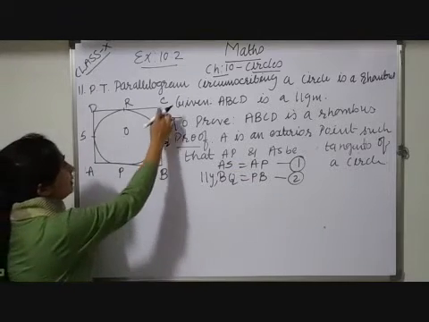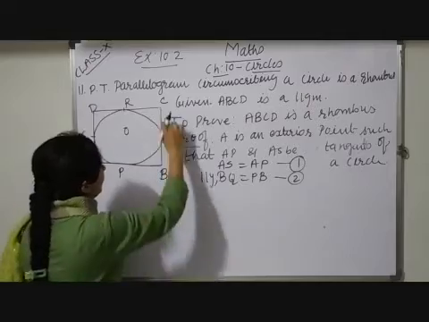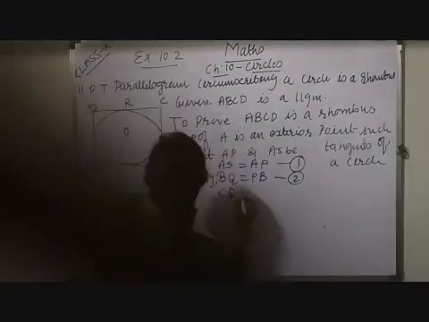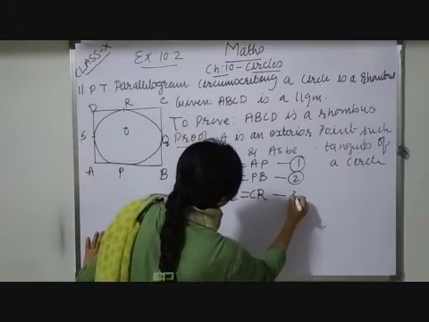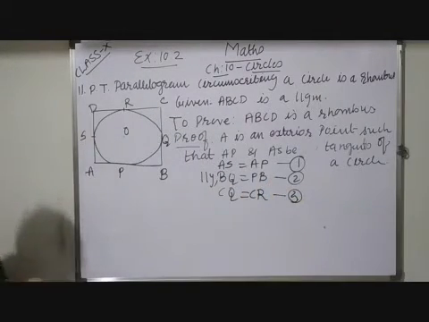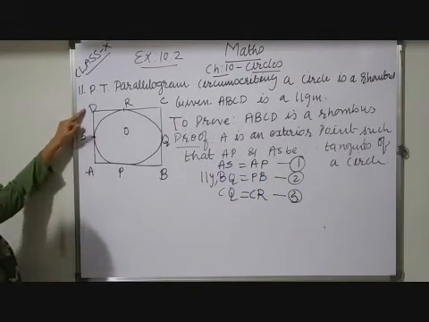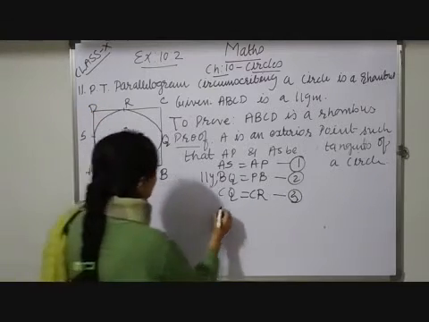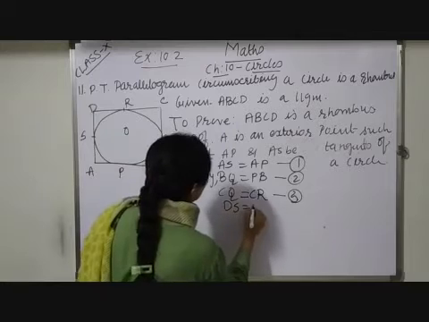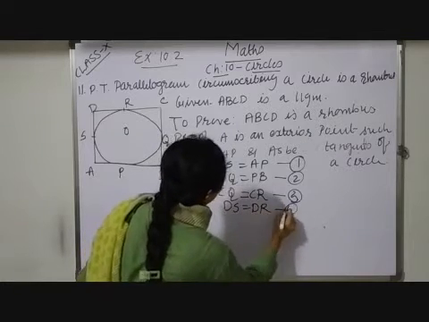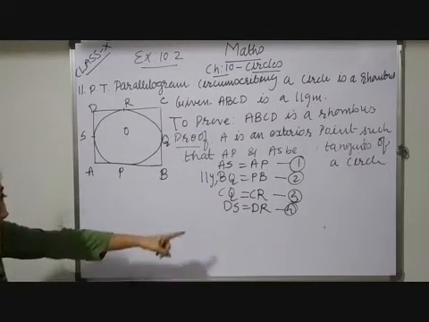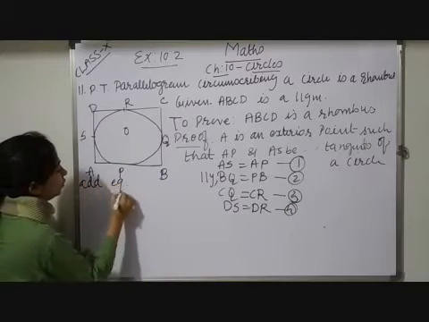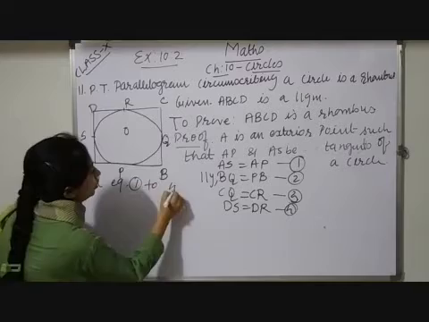Now similarly, if C is an exterior point, these two will be equal tangents. So here I can write CQ is equal to CR. Let this be equation number 3. After that, D is an exterior point, so these both will be equal tangents. So here I am writing DS is equal to DR, equation number 4. Now, add equations 1 to 4.